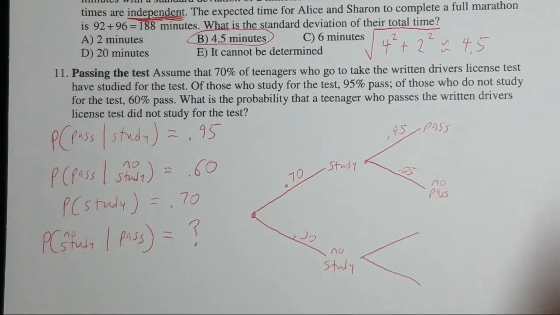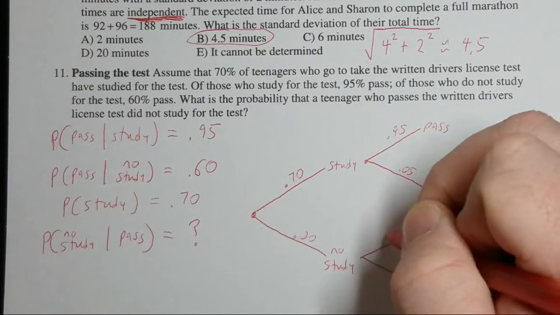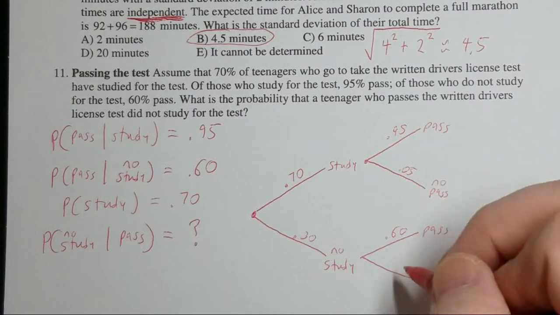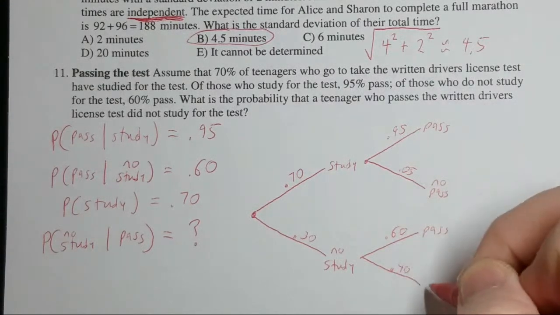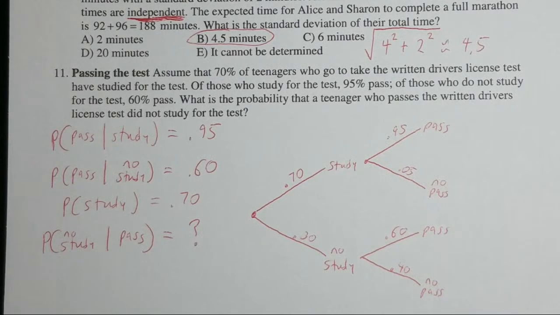These given statements mean everything. Now, given that you don't study, you have a 60% chance of passing, and it is implied a 40% chance of not passing. This is why we need the probability tree.